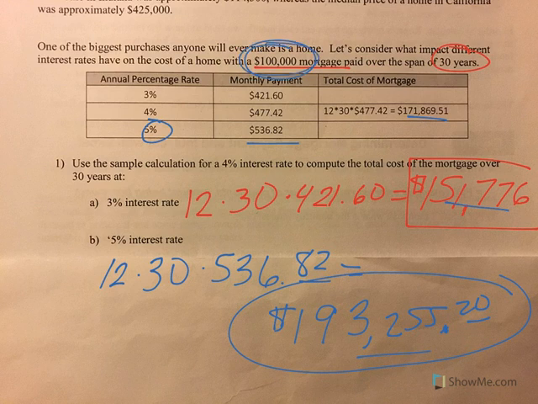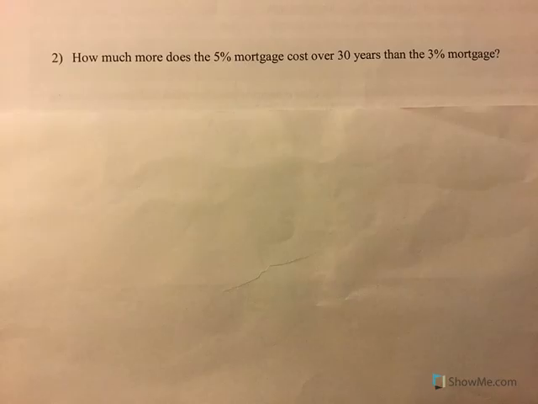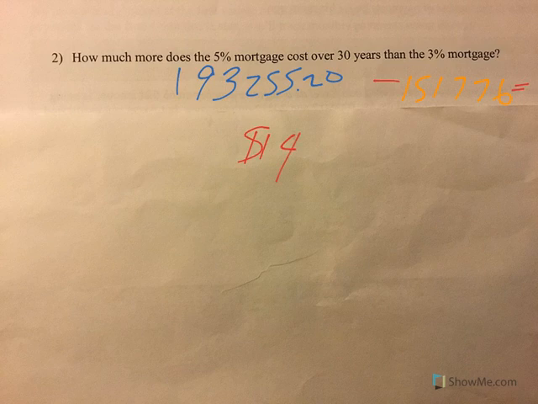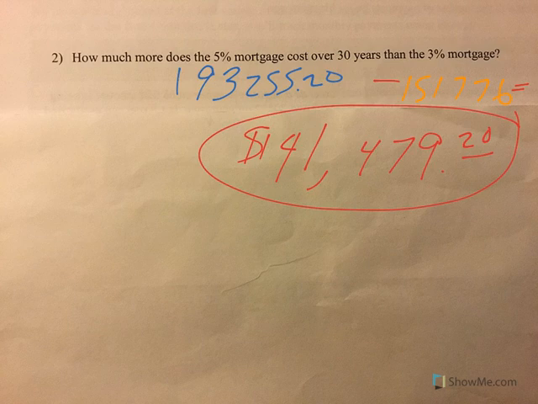So you borrow $100,000, and if you make the minimum payment every month, these amounts are how much you pay back over the course of that 30 years. So how much more does the 5% mortgage at $193,255.20 cost than the 3%, which was $151,776? Well, if I subtract those, the difference is $41,479.20. That's over the course of 30 years.